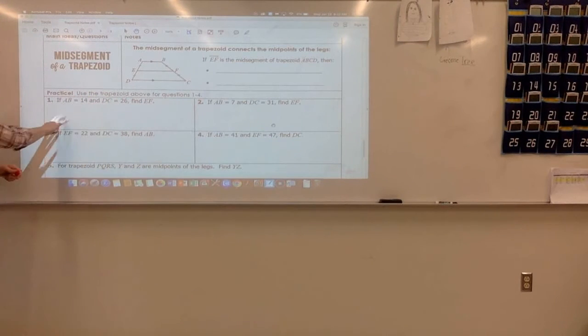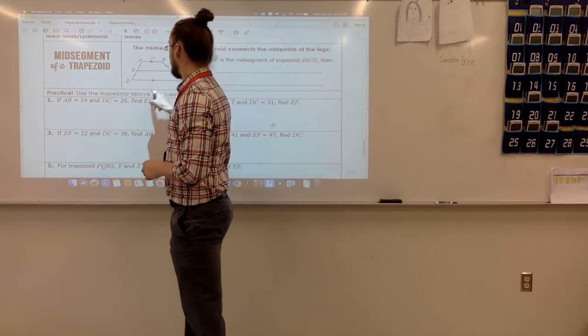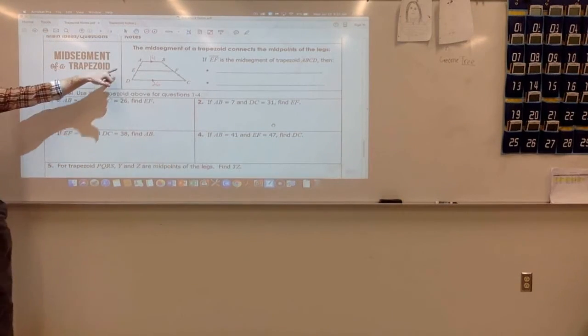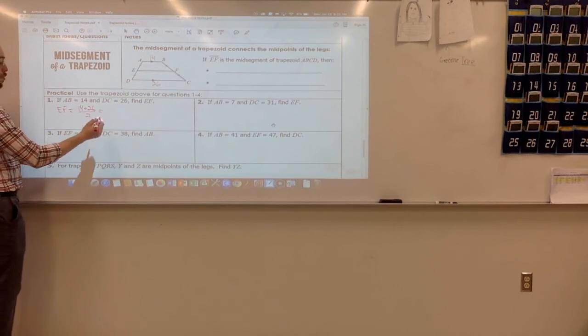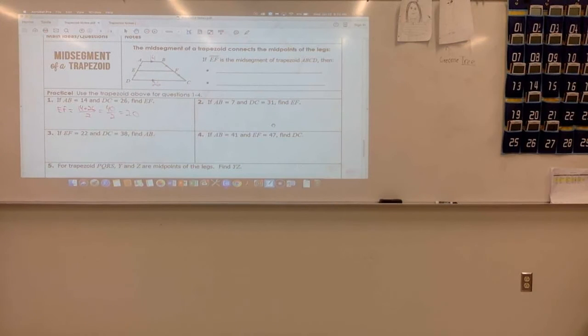So, numbers 1 through 4, it says, look at this picture here. So, for number 1, it says AB is 14, DC is 26, use that to find the length of EF? Well, I know EF is going to be the average of those two lengths. So EF is just going to be 14 plus 26 divided by 2. So that's 40 divided by 2 is 20. Pretty much. Okay. So let's look at number 3 though.